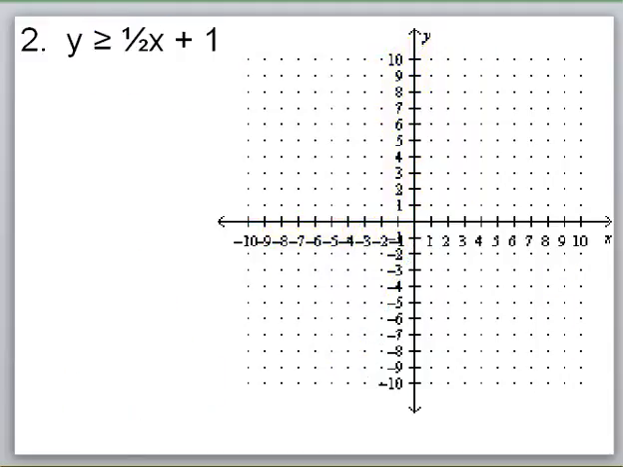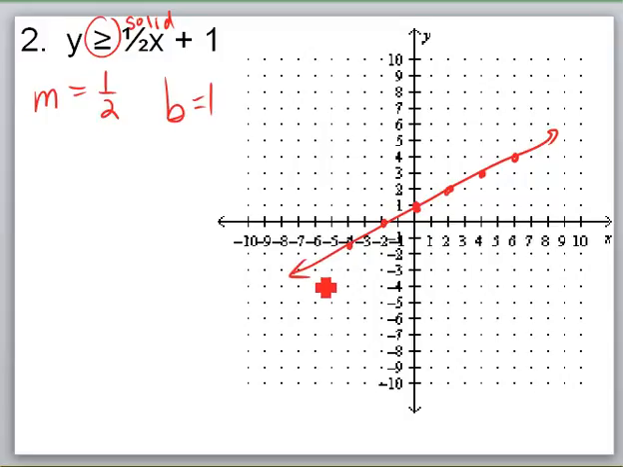Let's see if I can squeeze one more in here. So I've got m equals 1/2, and my b is 1. I'll plot my 1, and then I'll rise 1, run 2, rise 1, run 2, rise 1, run 2. Do that a few times, or down 1 to the left 2. I need a solid line because it's greater than or equal to. This is a solid line. Connect all the dots using a solid line.